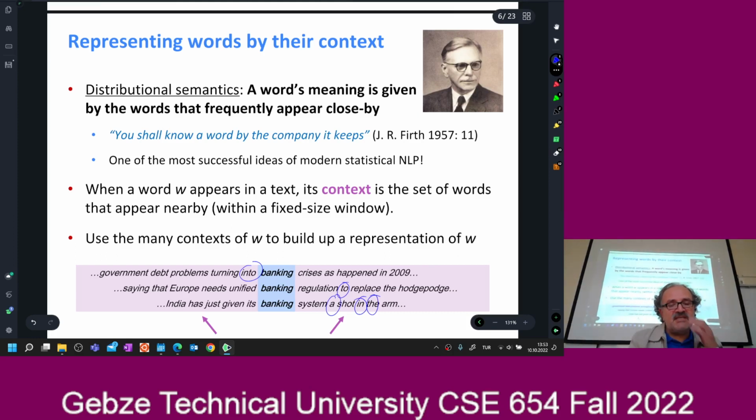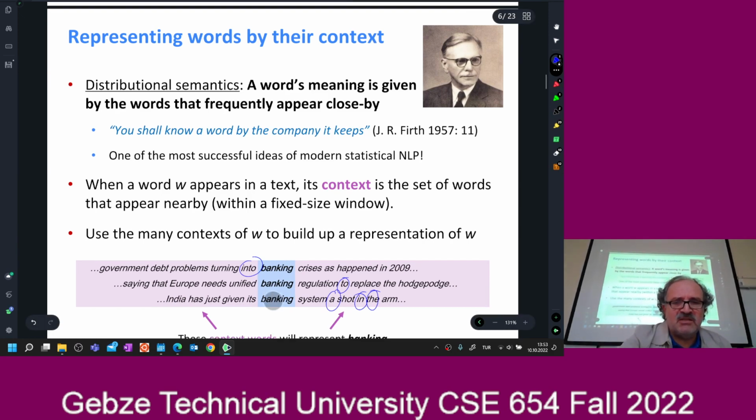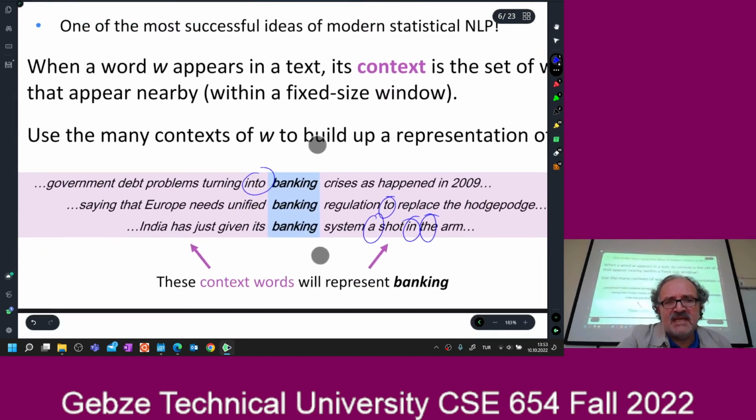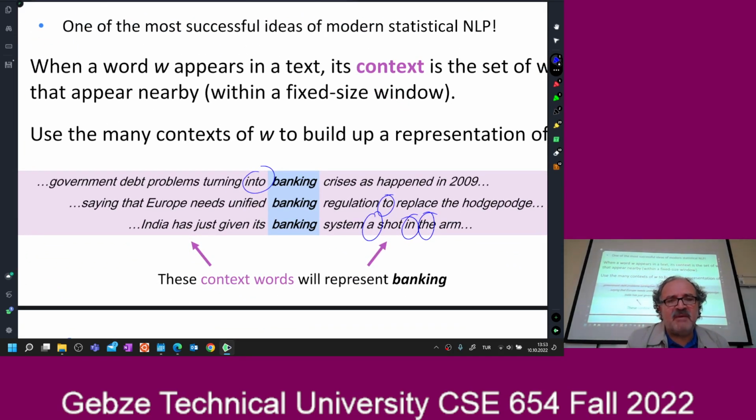Starting from the 1950s, people know this idea. Okay, this guy said that, you know this saying, right? You should know a person from the friends that he or she keeps. He says the same thing: you shall know a word by the company it keeps. So what does that mean? To represent a word by a vector, you should look at its neighboring words wherever it passes. Bank has many meanings.